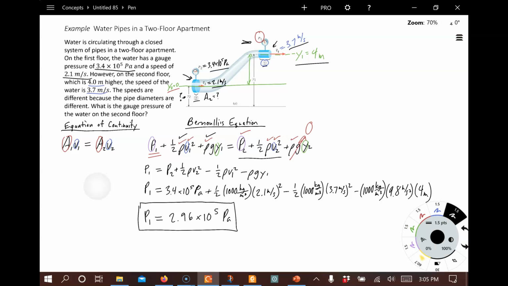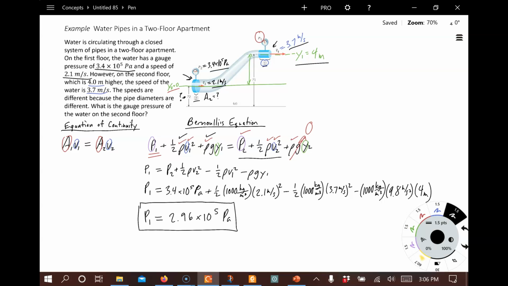And that makes sense because we had to do a couple things. We had to move the water uphill to the second story. That requires a greater pressure below to push it up. But not only did we move it up, we also increased the speed from 2.1 meters per second in the lower story up to 3.7 meters per second in the upper story. And that also requires a greater pressure below. So what we're doing here is we're moving the water up and we're speeding it up. The pressure below has got to be greater than it is at the top in order to push that water up and speed it up.